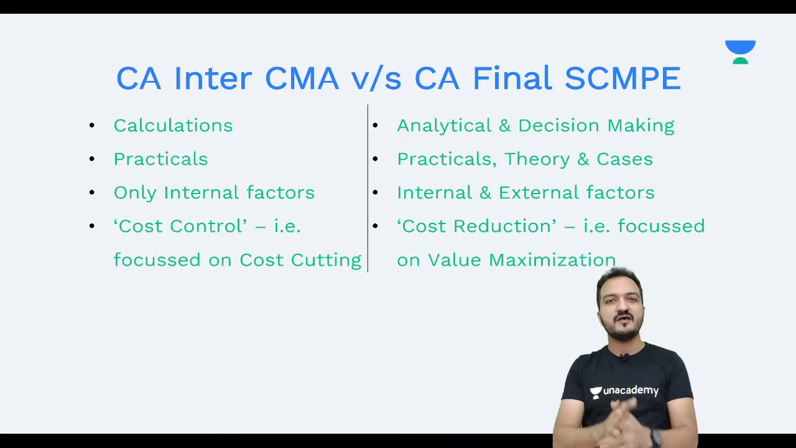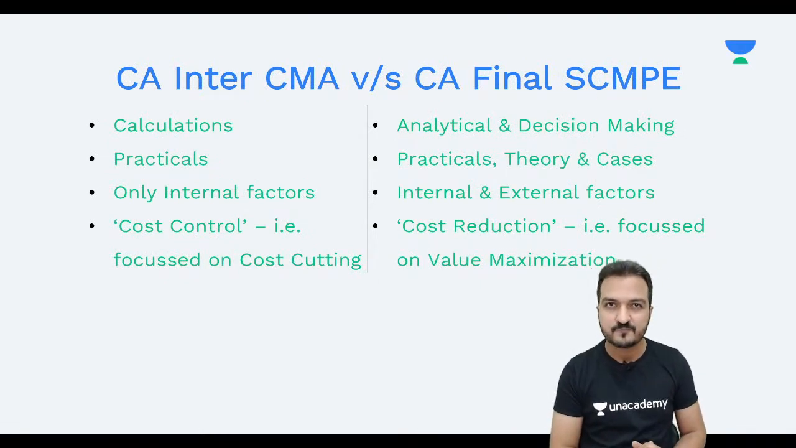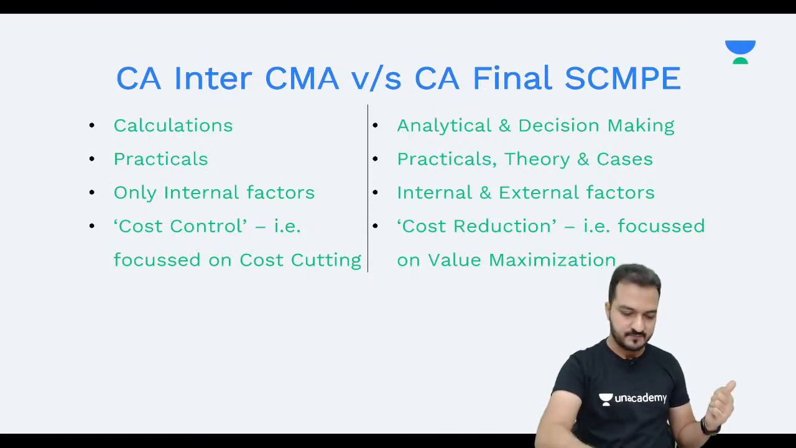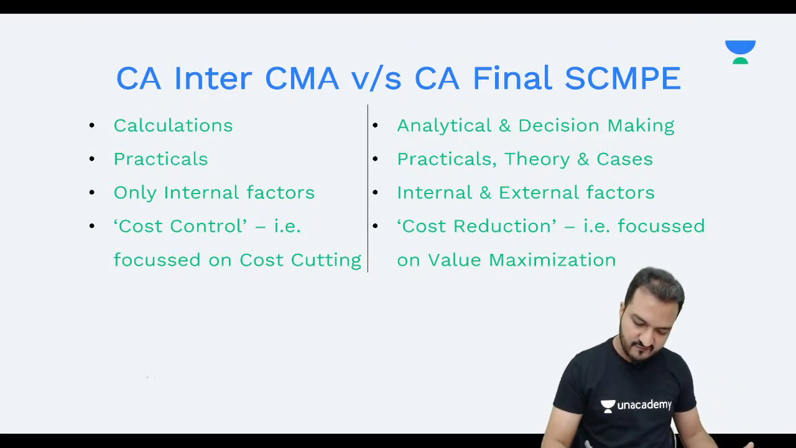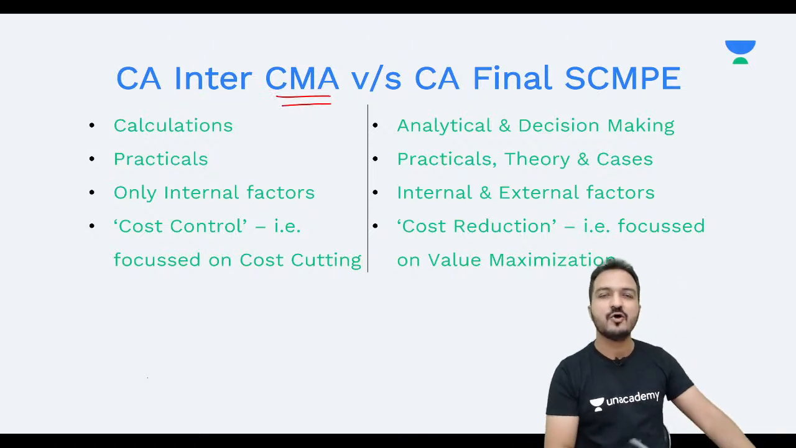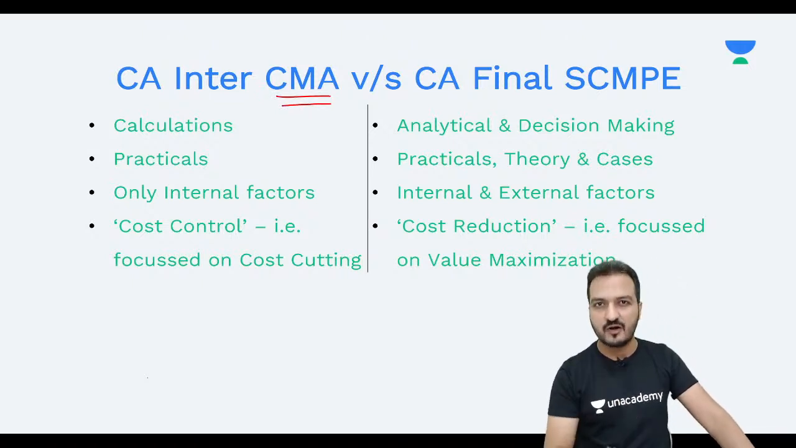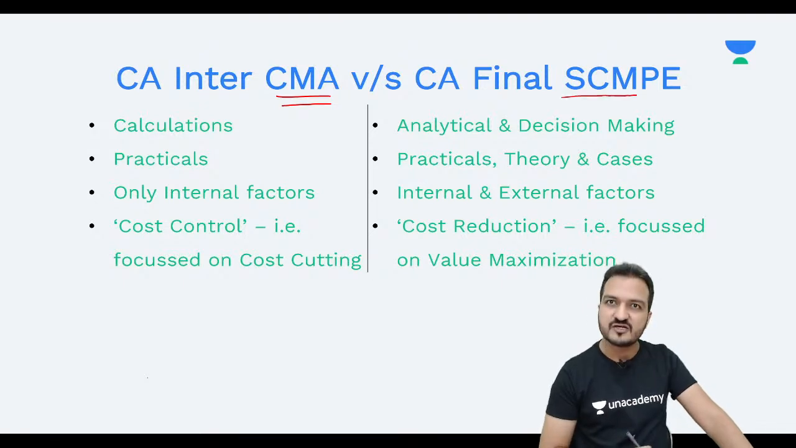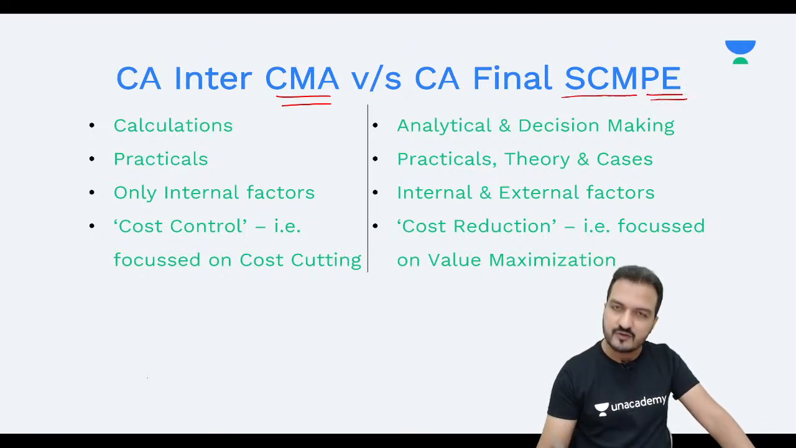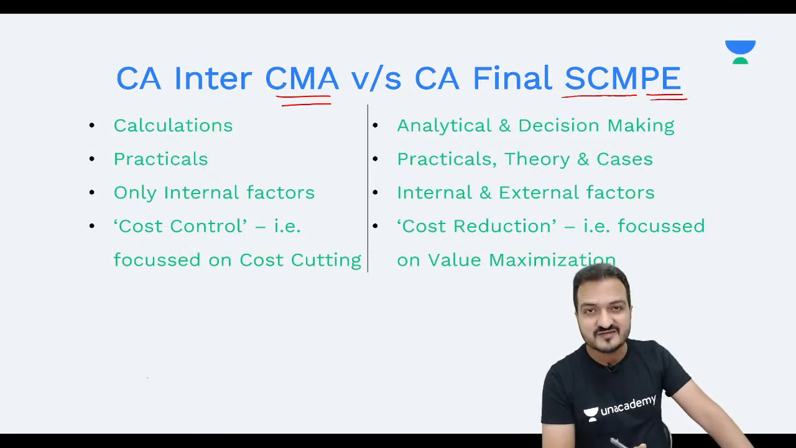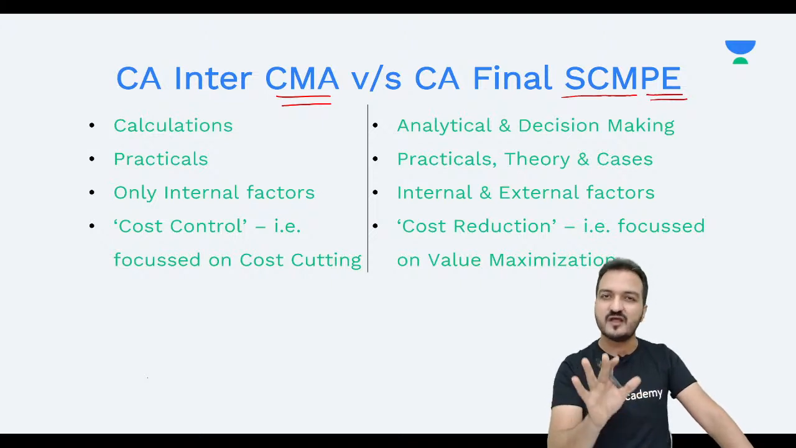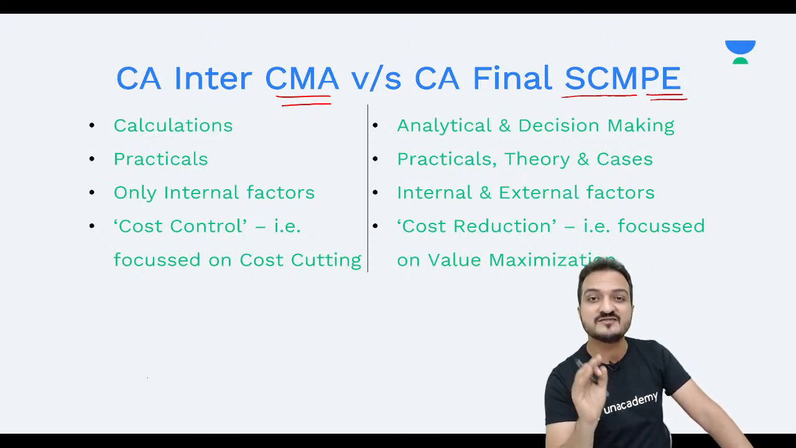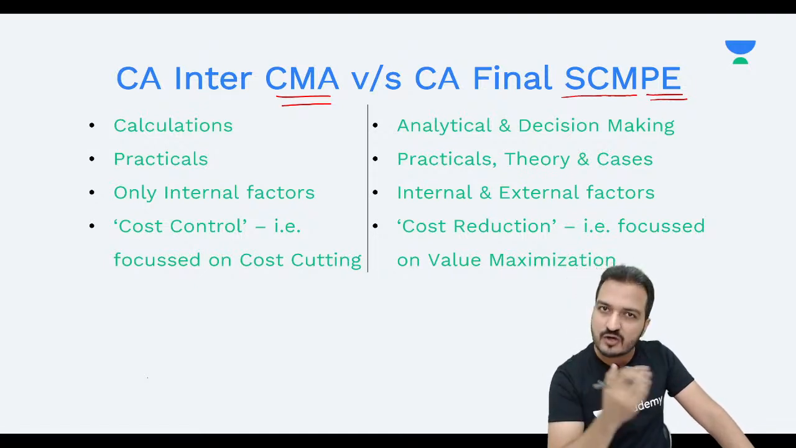At CA intermediate level, your subject was called cost and management accounting. Now at final level, it is strategic cost management and performance evaluation. Well, as you can see, the name itself is so complicated now. But don't worry, just the name is complicated. The subject is not complicated. I'll tell you that when I discuss the misconceptions.